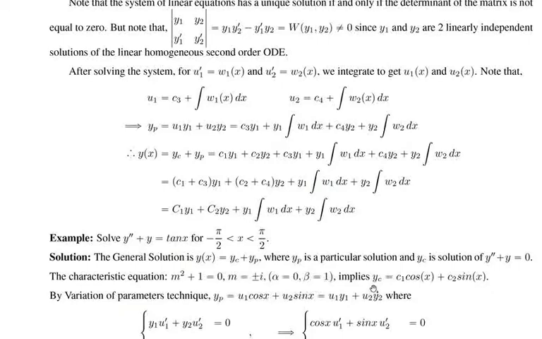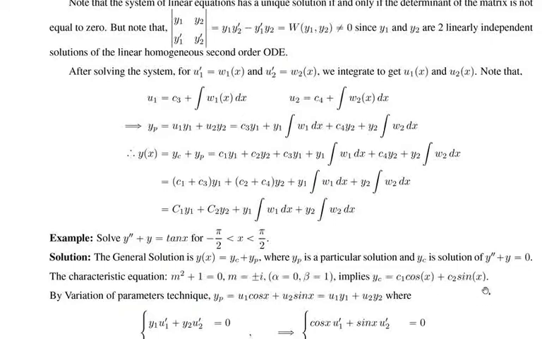So this implies that my complementary solution is going to be C1 cosine of x plus C2 sine of x. Recall, in the case where you get two complex roots, the solution is of the form C1 e to the alpha x cosine beta x plus C2 e to the alpha x sine beta x. So that's why we got the following form.